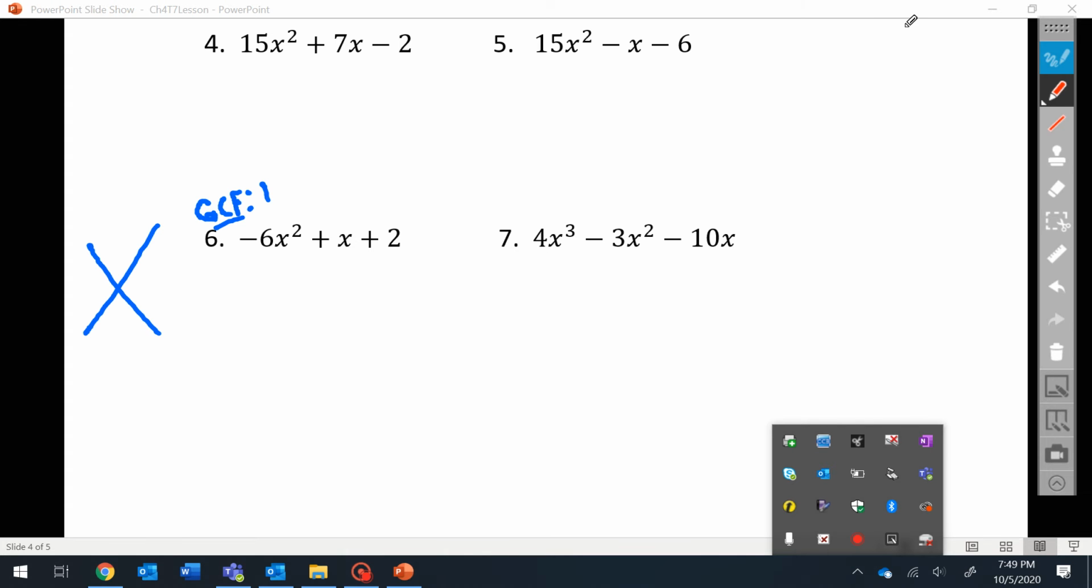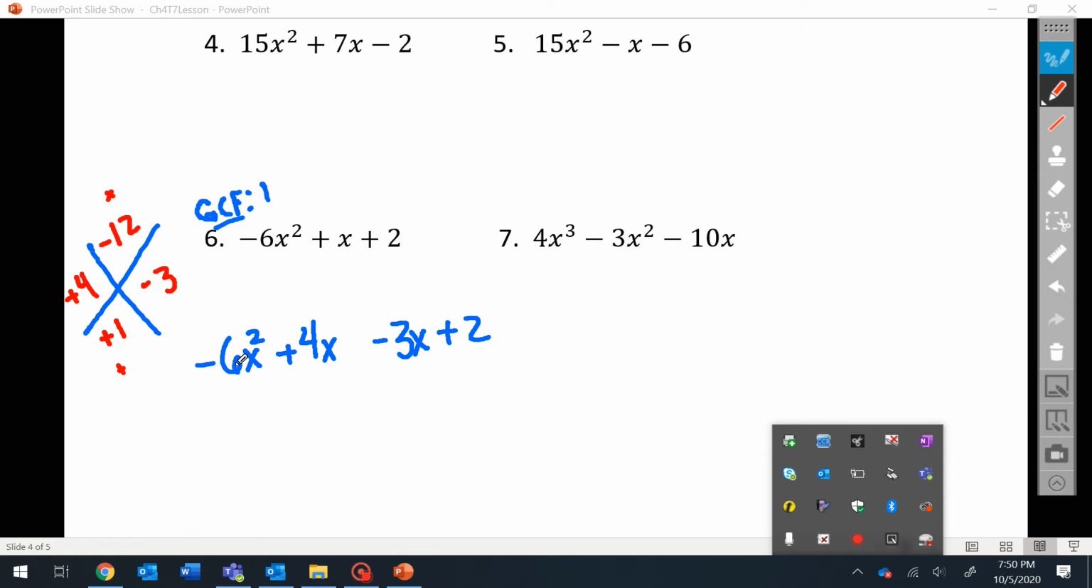All right, so up top, a times c, so that's negative 12, negative 6 times 2. The bottom, positive 1. The middle term, b. So we're looking for two numbers that multiply to this and add to this. We're looking for positive 4 and negative 3. It's going to allow us to split up this middle term. So we're going to have negative 6x squared plus 4x minus 3x plus 2. So all we did was split up the x into positive 4x and minus 3x because those make x.